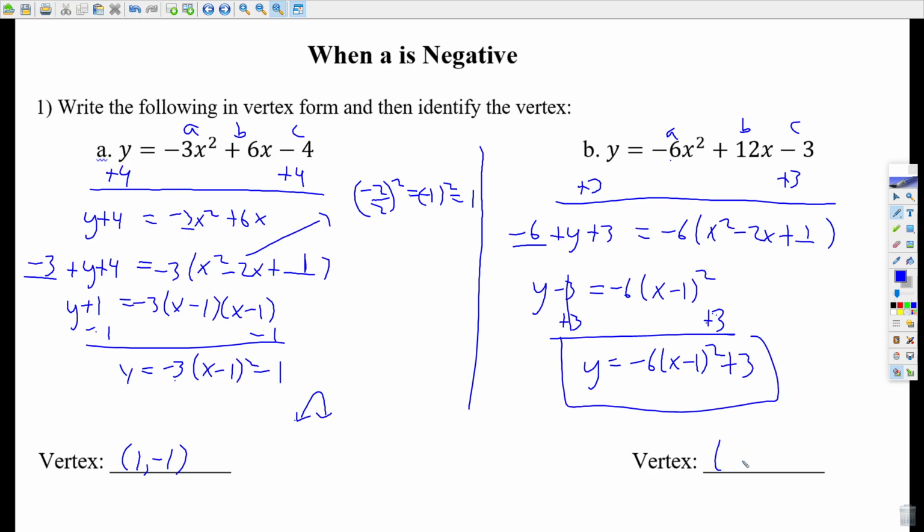And then you should be able to answer the vertex, which would be positive 1. Whoops. And we do not change the outside, just the middle, inside. That becomes positive, and this stays positive. 1, 3. So really no different when it's negative, except for when you take out a negative number, you have to remember to change the signs of what's on the inside.